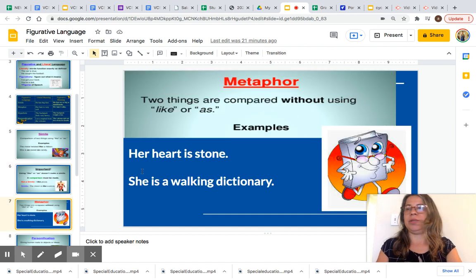Now that we learned about similes, let's learn about metaphor. Two things are compared without using like or as. Examples: her heart is stone. This is a metaphor because it's just saying that her heart is cold. Now, the other example, she is a walking dictionary. This is a metaphor because it's turning this person into a dictionary. This just means that she is very smart.